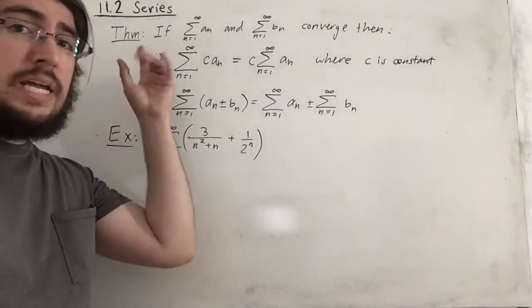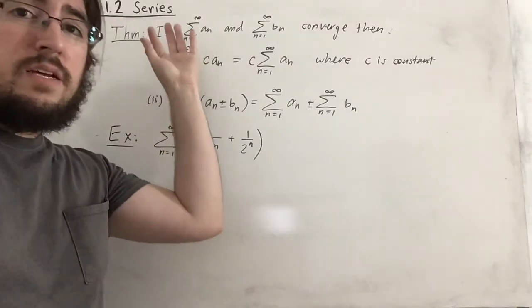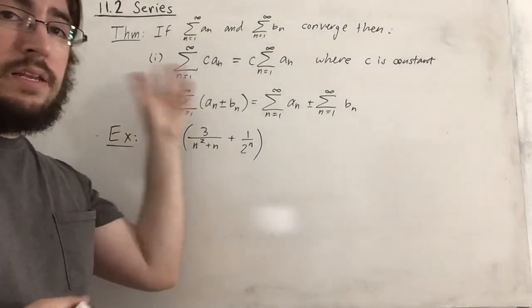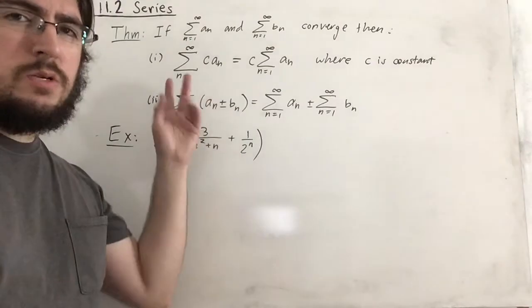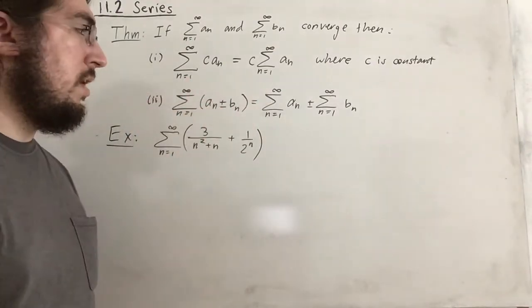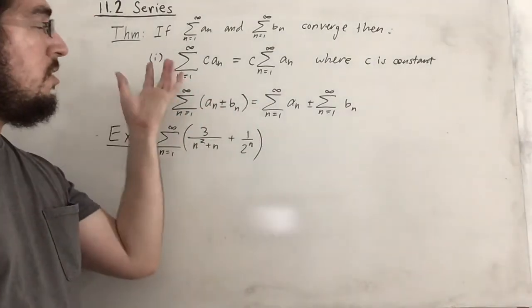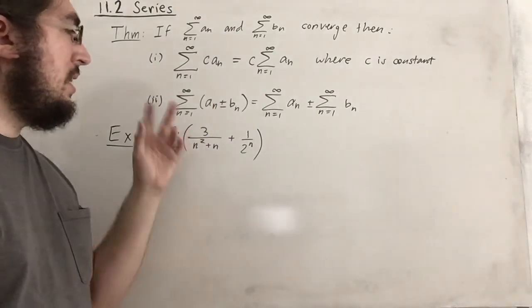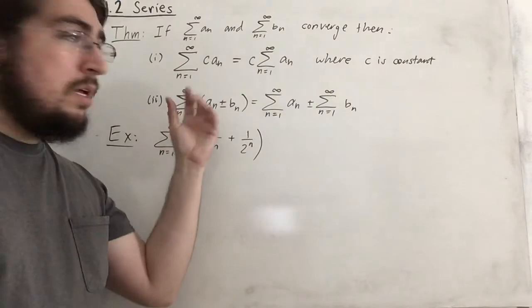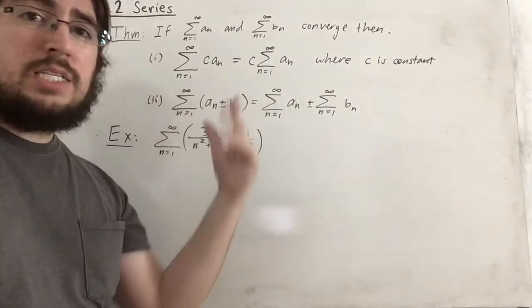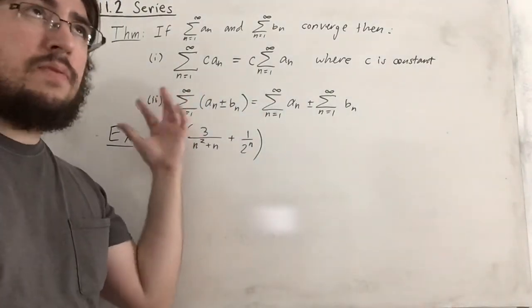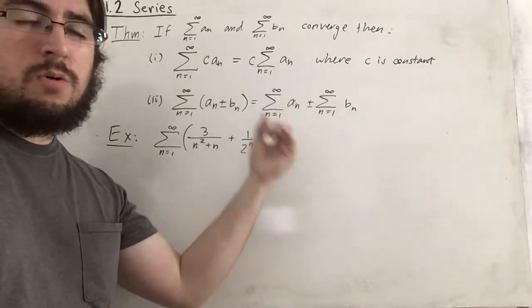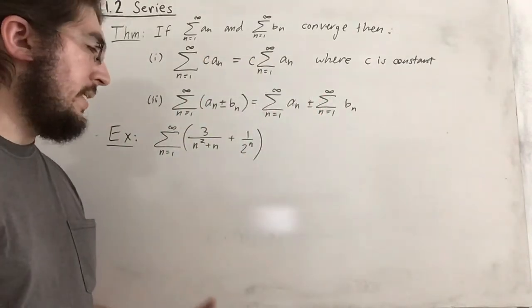Right, so here we say that if the series of a sub n and b sub n are both convergent series, then the following 3 things are true. Well, there were 2 things, but the second one's really 2 and 1 are true. So the first one says you can pull a constant multiple out of the series. The second thing says that a sum or difference can be passed through the series. So the sum of a difference or the sum of a sum is the sum of the series or the difference of the series, basically.